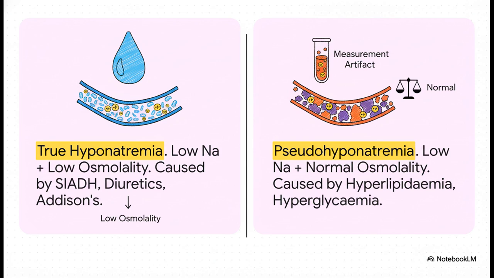But what if the sodium is low but the osmolality is normal? Well, that could be pseudo-hyponatremia. It's kind of like a lab error where really high lipids or glucose are messing with the measurement, making the sodium look low when it isn't. Making that distinction, it's a game changer.